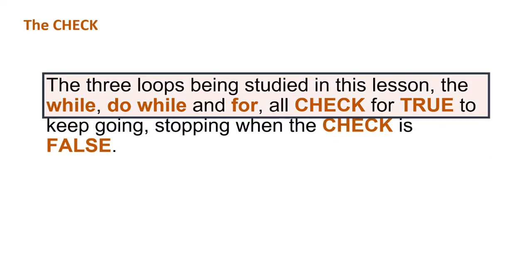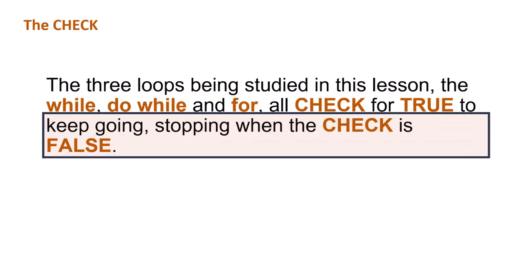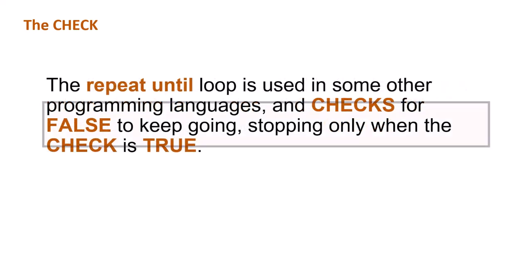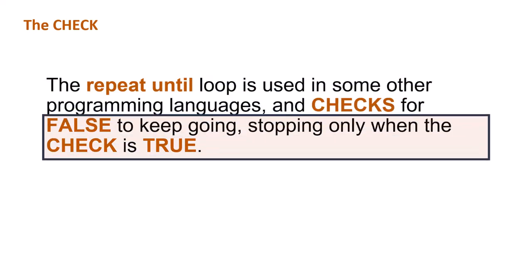The 3 loops being studied in this lesson, the while, do while, and for, all check for true to keep going, stopping when the check is false. The repeat until loop is used in some other programming languages and checks for false to keep going, stopping only when the check is true.